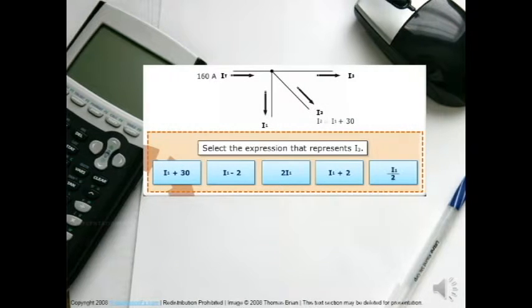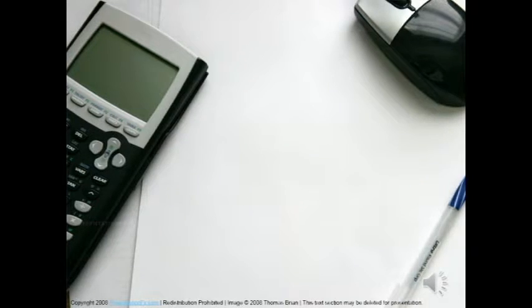Select the expression that represents I sub 3. Remember that the third branch carries 2 times as much current as the first. Thus, I sub 3 expression is I sub 3 equals twice the I sub 1. Take I sub t to represent the total current of the 3 branches. Therefore, I sub t equals 160.